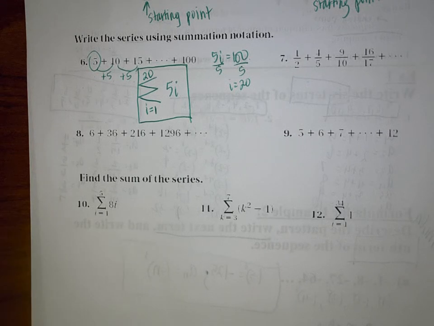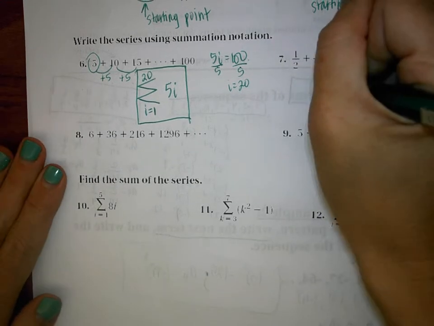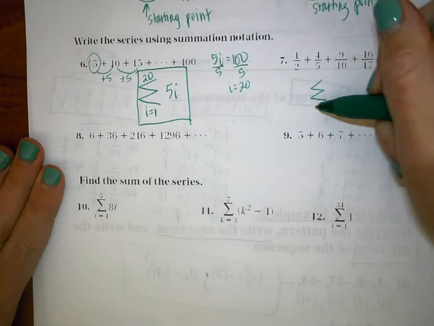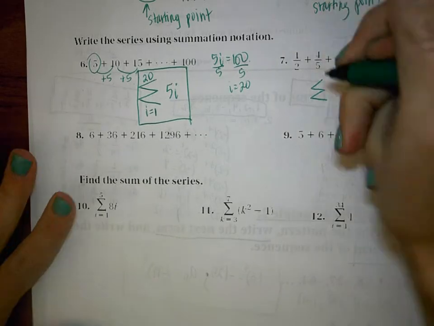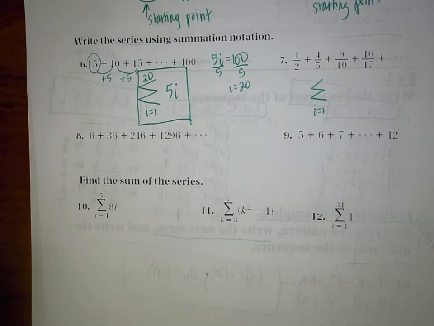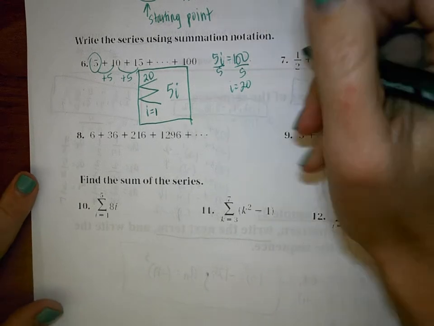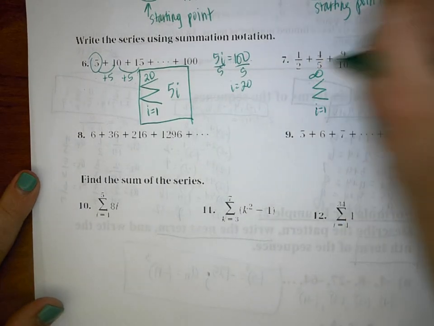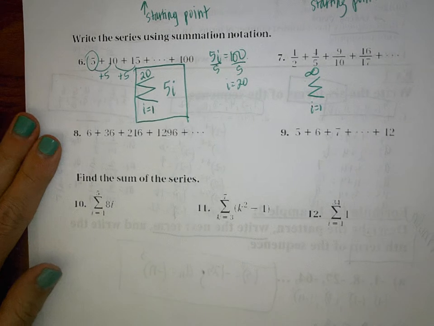Questions? Okay, 7. So same thing. We're going to make summation notation. What's going to go on the bottom? i equals 1. What's going to go on the top? Infinity, because you have the dot, dot, dot. So that's pretty easy. We have our infinity symbol, and now we just have to figure out the formula.